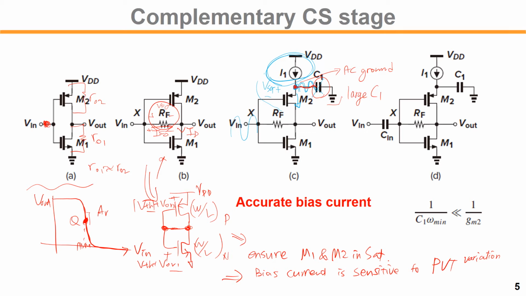Now the input can be added through a large Cin. By having the Cin, we can isolate the input common mode voltage and the output common mode voltage, right? So isolate Vin and Vout CM voltage. This gives us more design freedom to change the common mode on both sides. More design freedom.